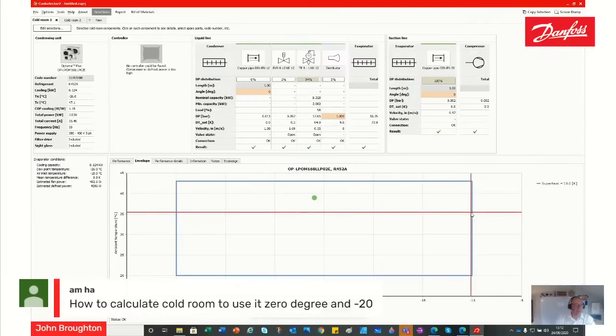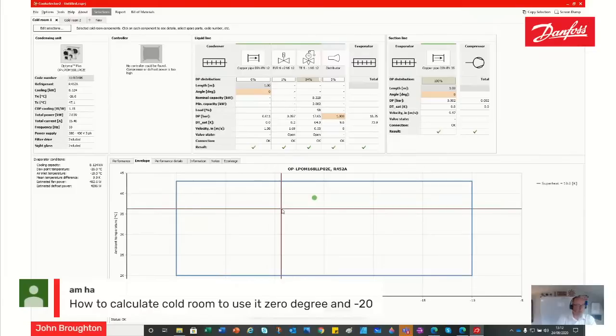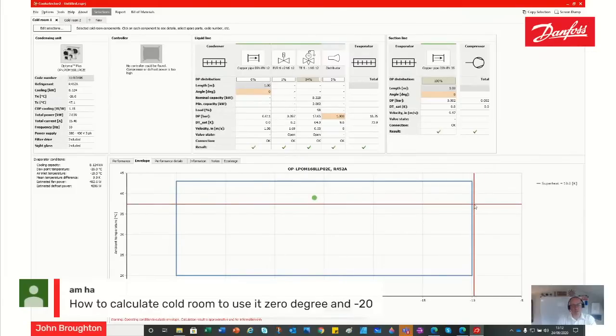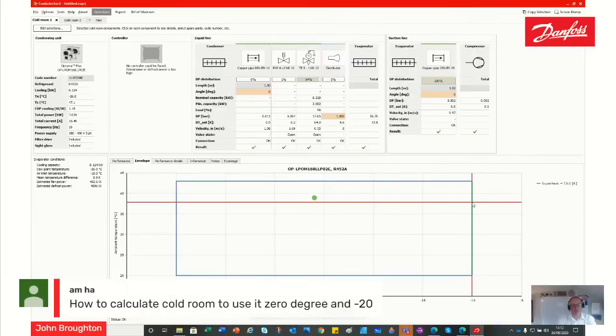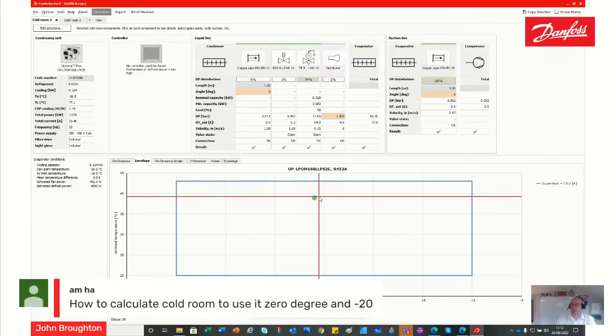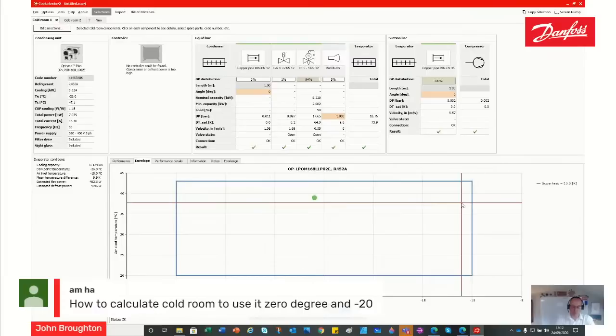So you've got to be very careful, because down here that compressor is quite happy, but up here you are right on the edge of the envelope, so you would have to look after your machine. It's not ideal, but it can be done. You would have to decide what your priority is: is it minus 20 or is it zero? The system would have to be designed for minus 20, because that's the lowest temperature, and your cooler would have to be designed for minus 20. Then up at this temperature, your selections would be out. It's not ideal, but it can be done.